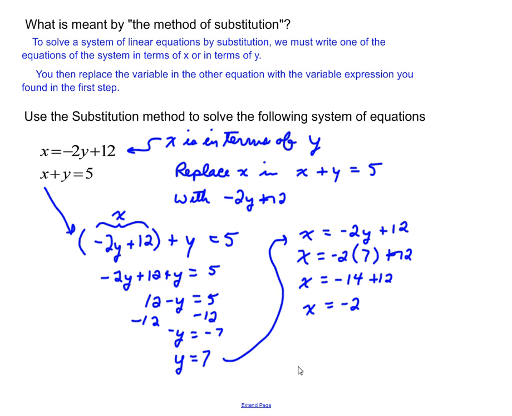So if we were to draw our two graphs, we would find that they would meet at the coordinate point where x is equal to negative 2 and where y is equal to 7. So our solution is expressed as the ordered pair (-2, 7). Another example in the next video.